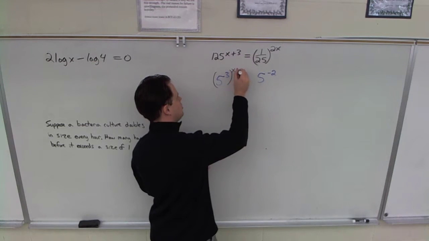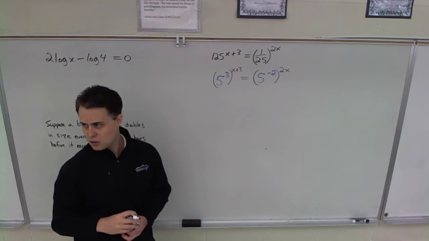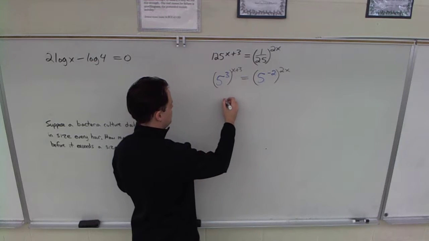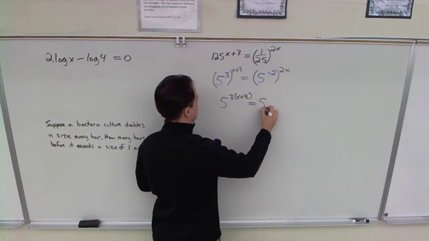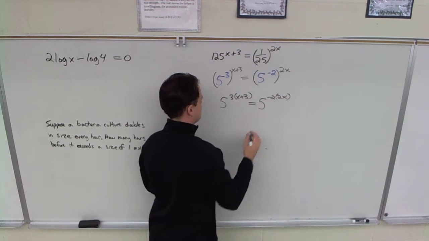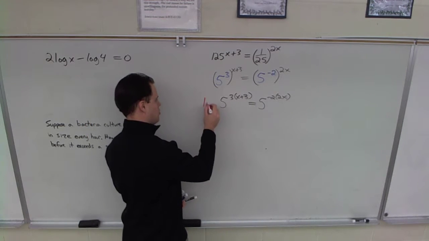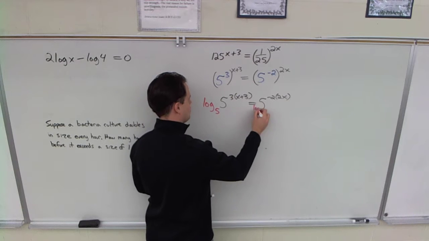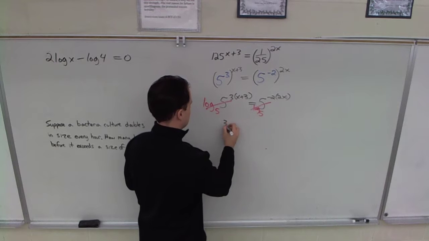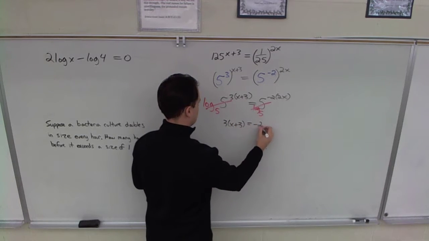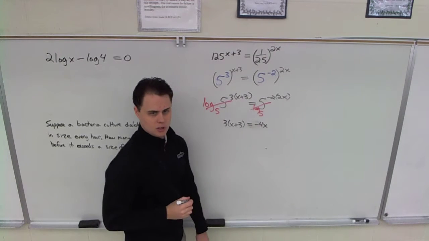Okay, nice. So this is x plus 3. This is 2x. So now power to power means multiply. So I've got 5 to the 3 times x plus 3, and 5 to the negative 2 times 2x. And then to get rid of exponentials with a base of 5, I can operate with a logarithm base of 5. Cancel it out. And so I get a nice algebra question. It's just negative 4x over there, right?